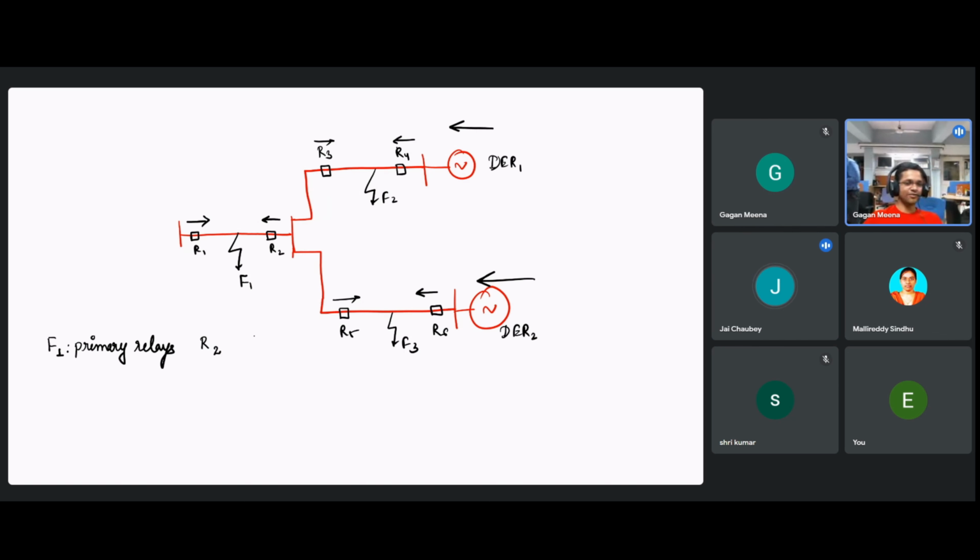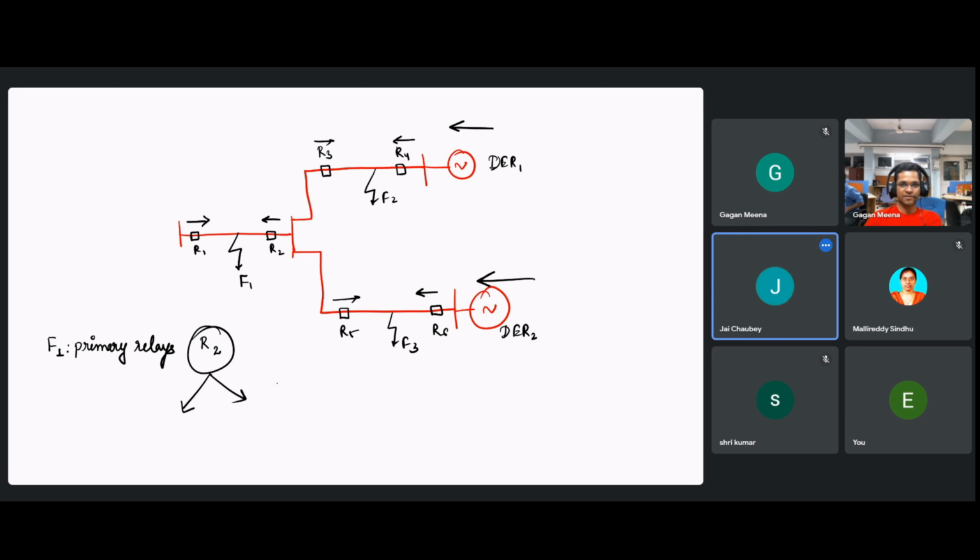So now we have to see the backup for this. What will be the backup for R2? Check the direction just as we did in the previous case. R4, R5, R4 and R6. These are correct, the two backup relays. So we have R4 and R6. Similarly, let us see about F2.